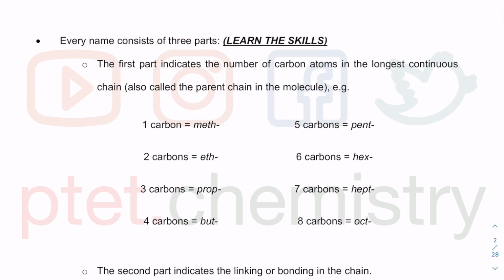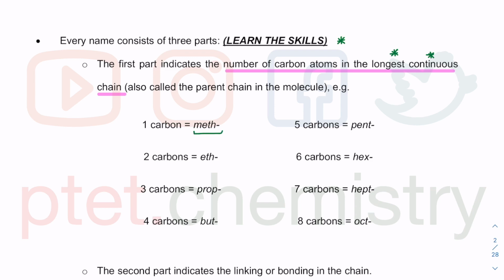So every name in an organic compound contains 3 parts. This part of the syllabus is not really about memorizing the whole thing, although there are some stuff to actually remember. First of all, you must find the number of carbon atoms in the longest continuous chain. So not part of the branch. It has to be continuous. You have to number it so that you get the longest carbon chain. And number 1, this is it.